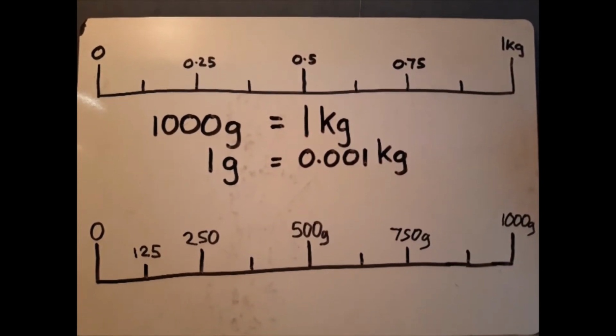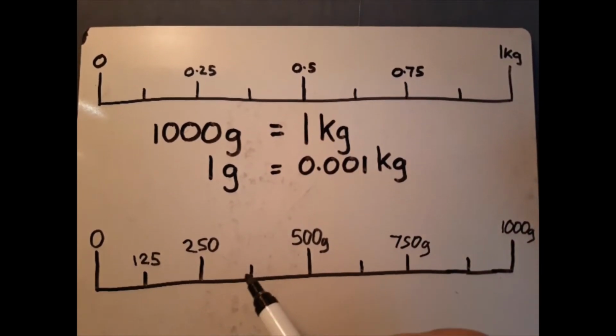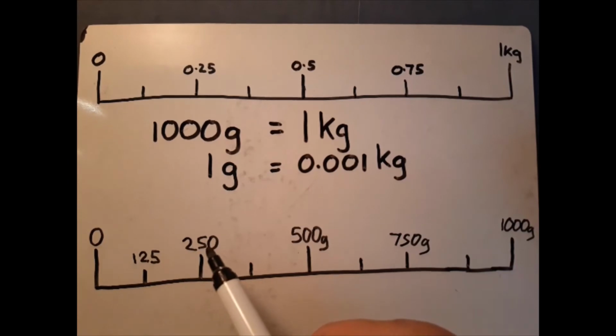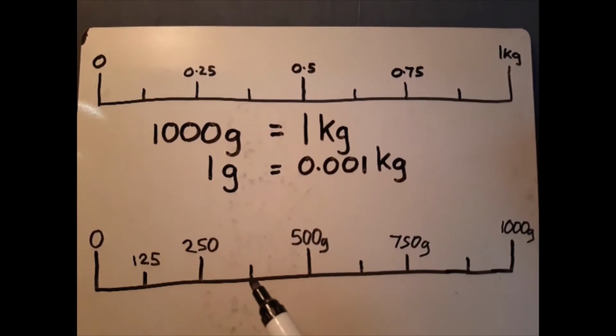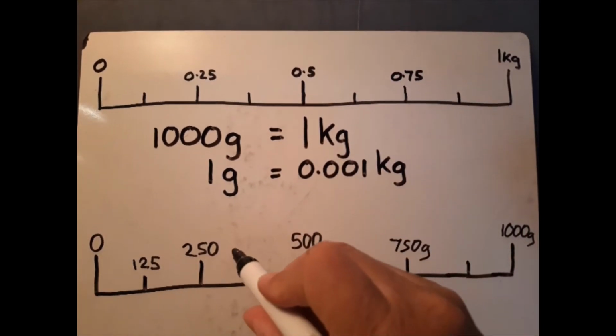So I can now work out all those other divisions in the middle. So to get this one, I'm thinking 250 add 125 is 375.